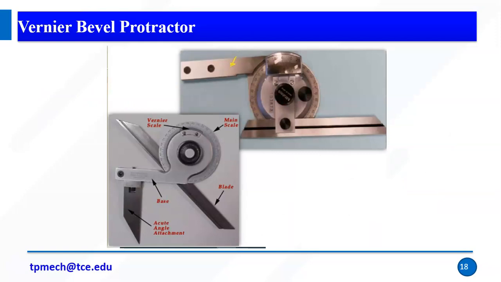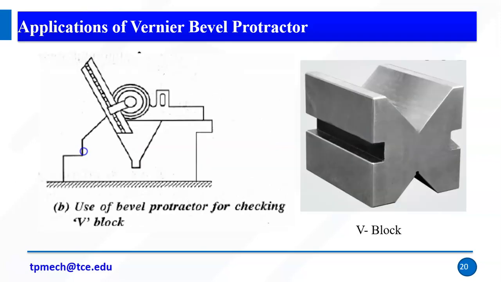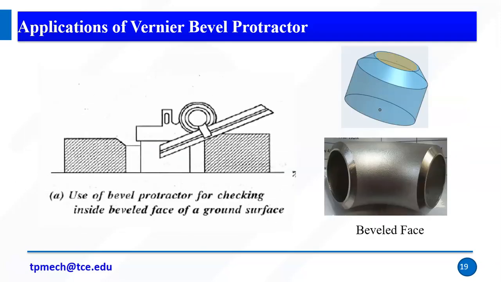So we have a main scale, vernier scale, and we have a blade, base, and then acute angle attachment. Right. So some of the applications of vernier bevel protractor. So we have many applications. If we can measure angles of different components, like beveled components.